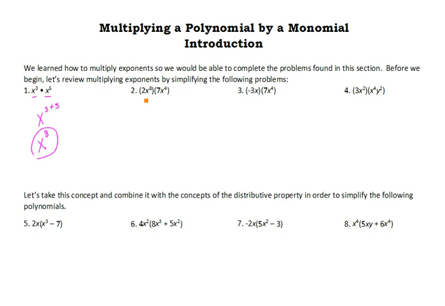When we started dealing with constants, we would go ahead and multiply those constants, and then we would apply the product of powers to our exponents. So we had 2 times 7, and then we had x to the power of 8 plus 4. So actually multiplying constants together, adding the exponents, we end up with 14x to the 12th.